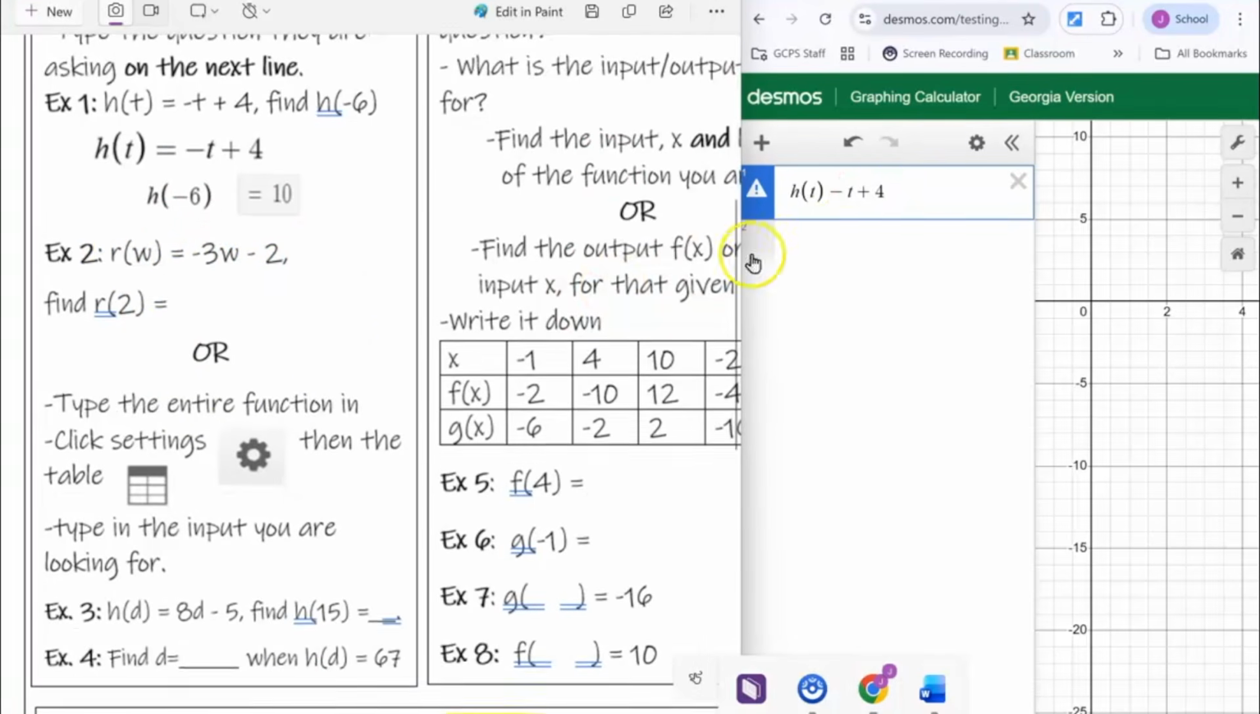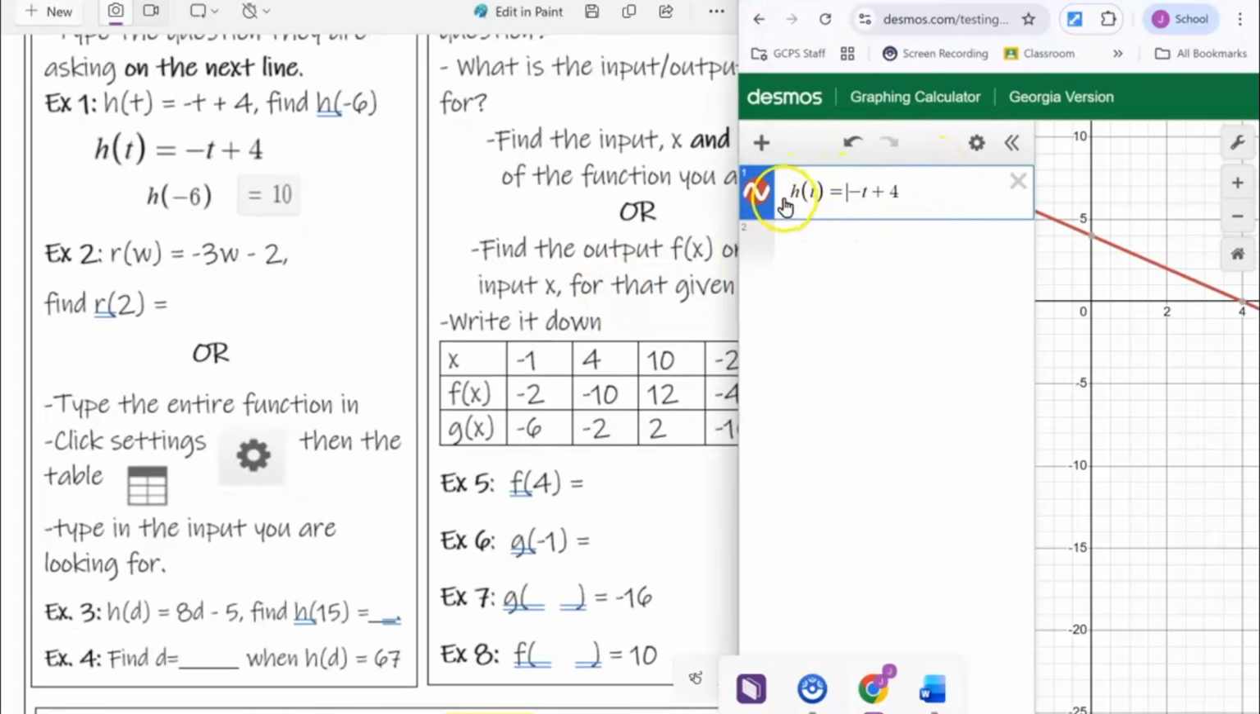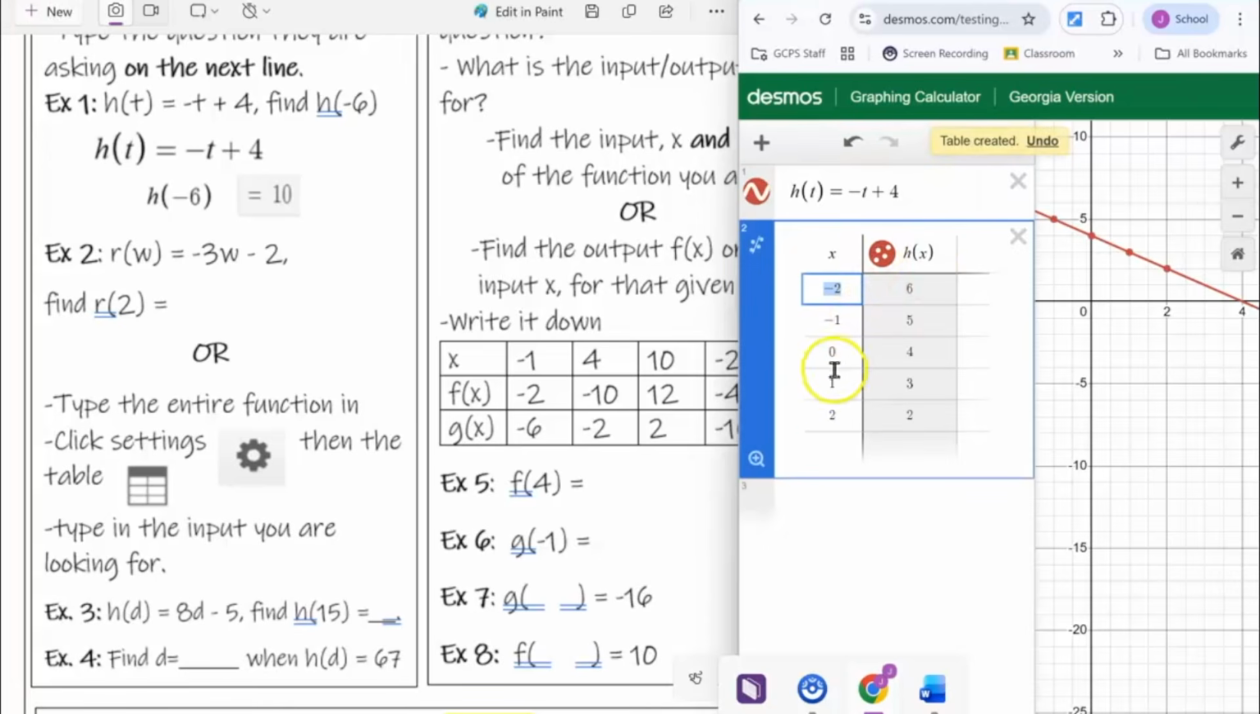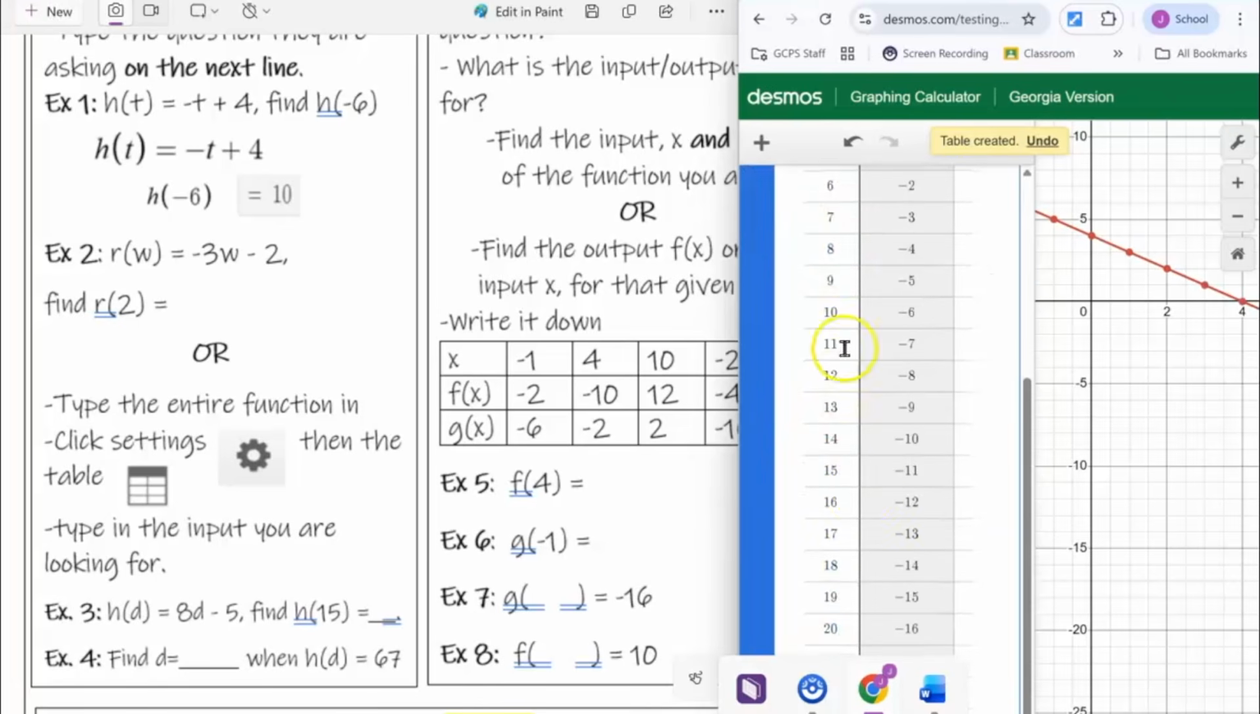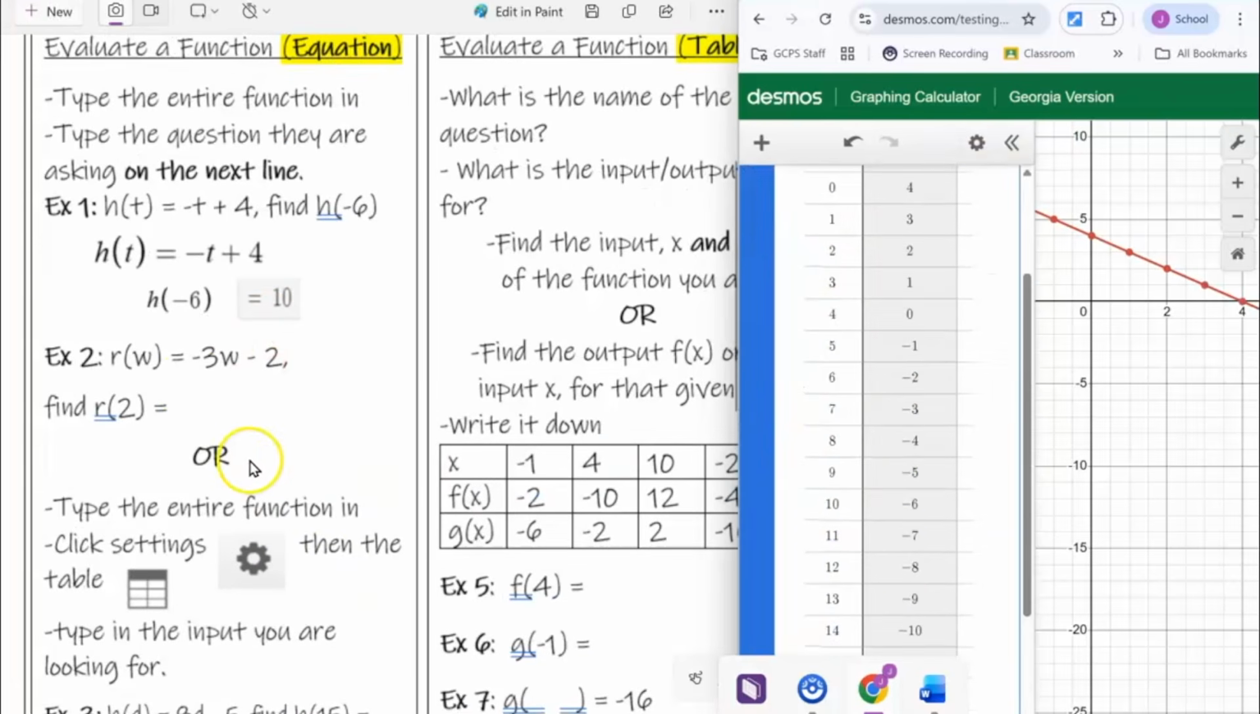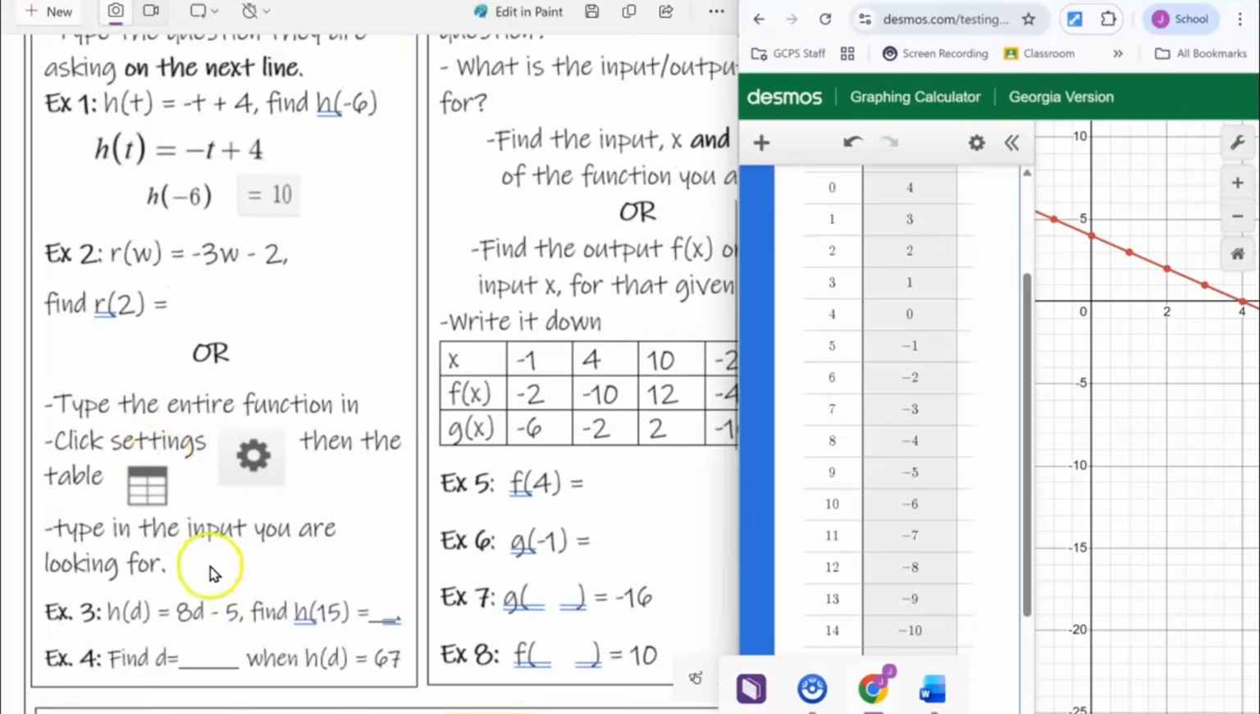All right, once you have that, oh, I've got an equal sign, my bad. All right, when you type it in, you see a graph appears, perfect. As always, we want to click gear, then table, and here are all your values. Come to the last value and hold down enter. Holding down enter gives you a whole bunch. All right, then I can go ahead and answer any question they want.